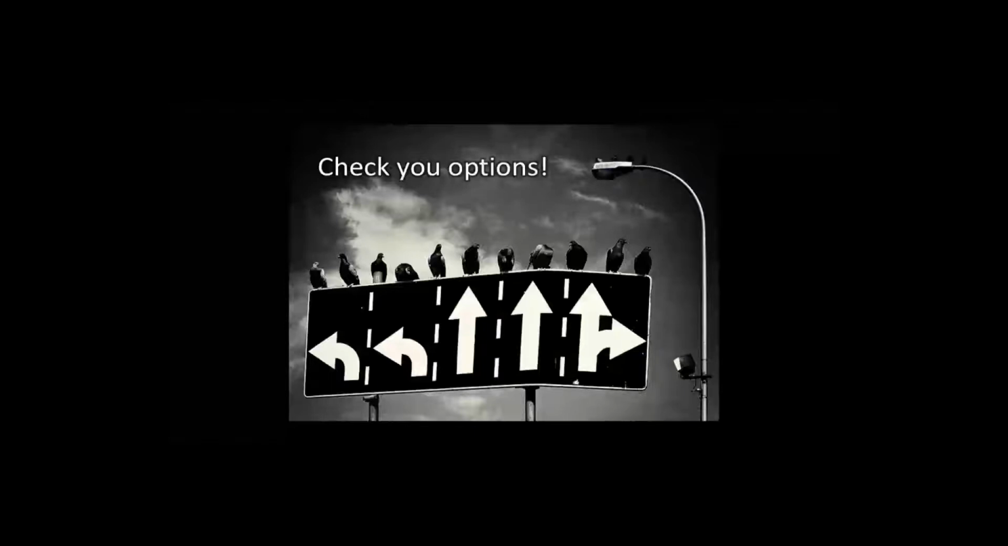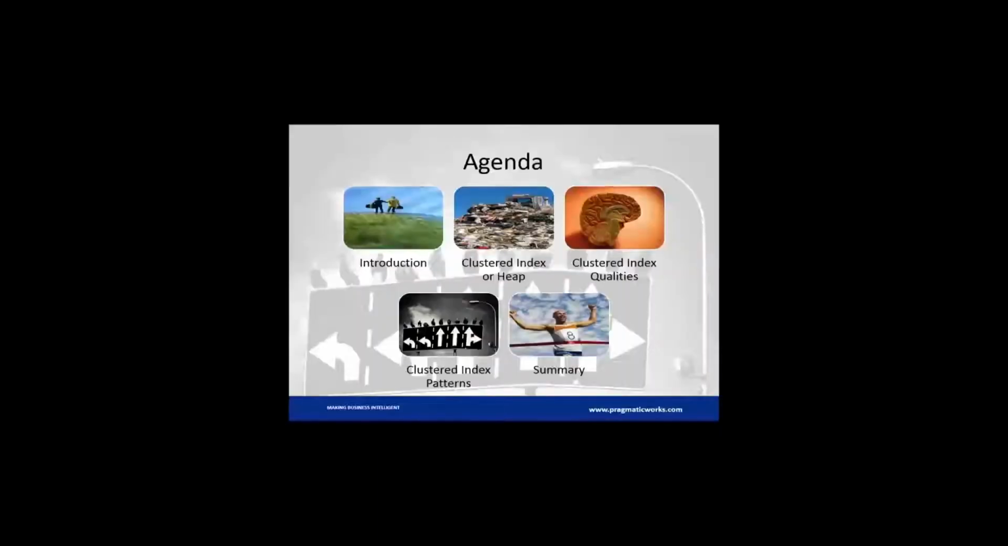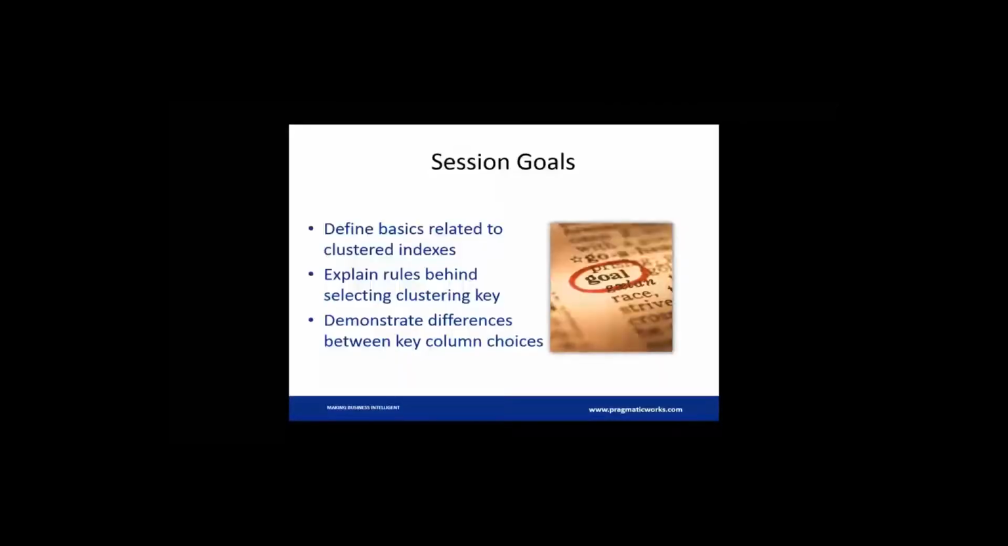That's an overview of what we're going to be looking at. After this introduction, we'll go into some information on clustered indexes and heaps. We're going to talk about the qualities of a good clustered index, and then we're going to look at some clustering index patterns before we wrap up. These patterns are different ways that you can implement clustered indexing, what's good and bad about them, what effect they have on execution plans, and why you choose one over the other. As far as our goals go for today, we're going to define clustered indexes, explain those rules like I already mentioned, and then we'll do some demos. Hopefully this is what you're going to get out of it, these three items.